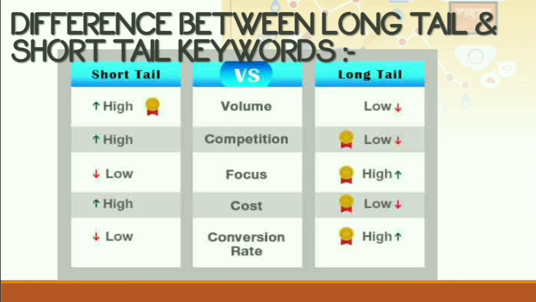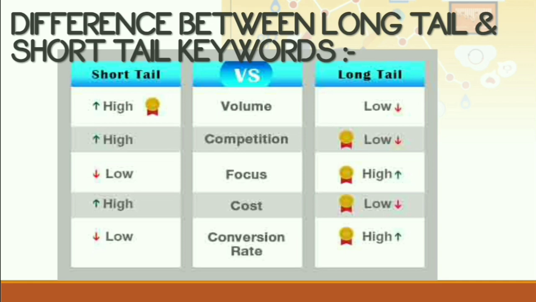So again, to compare the differences: the volume you get with the short tail keyword is very high, whereas the volume you get with the long tail keyword is very low. Next is the competition. The competition in the short tail is very high because the volume is high, and the competition in the long tail keyword is low because the volume is low. Next is the focus. As the volume is more and the competition is more in the case of short tail, the focus will be divided accordingly, and because of that the focus will be very low.